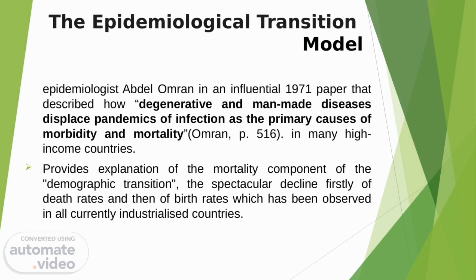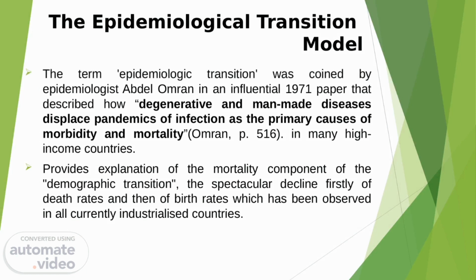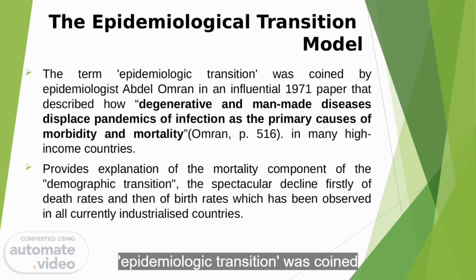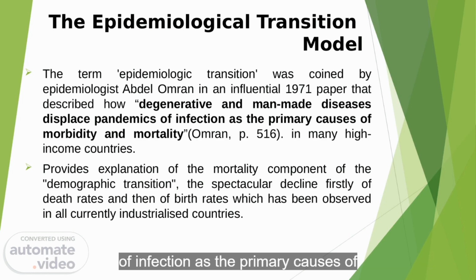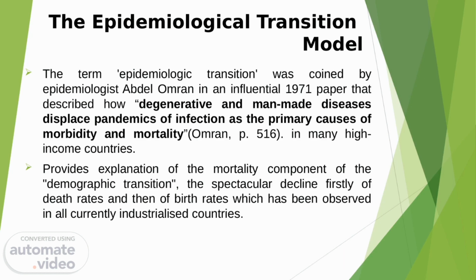Epidemiological transition model. The term epidemiologic transition was coined by epidemiologist Abdul Omran in an influential 1971 paper that described how degenerative and man-made diseases displace pandemics of infection as the primary causes of morbidity and mortality. Omran, p. 516.